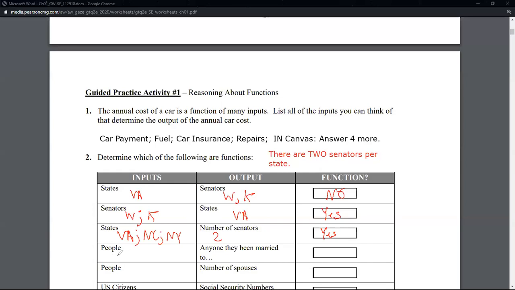How about people plugging in a person and then the output is supposed to be anyone they've been married to?